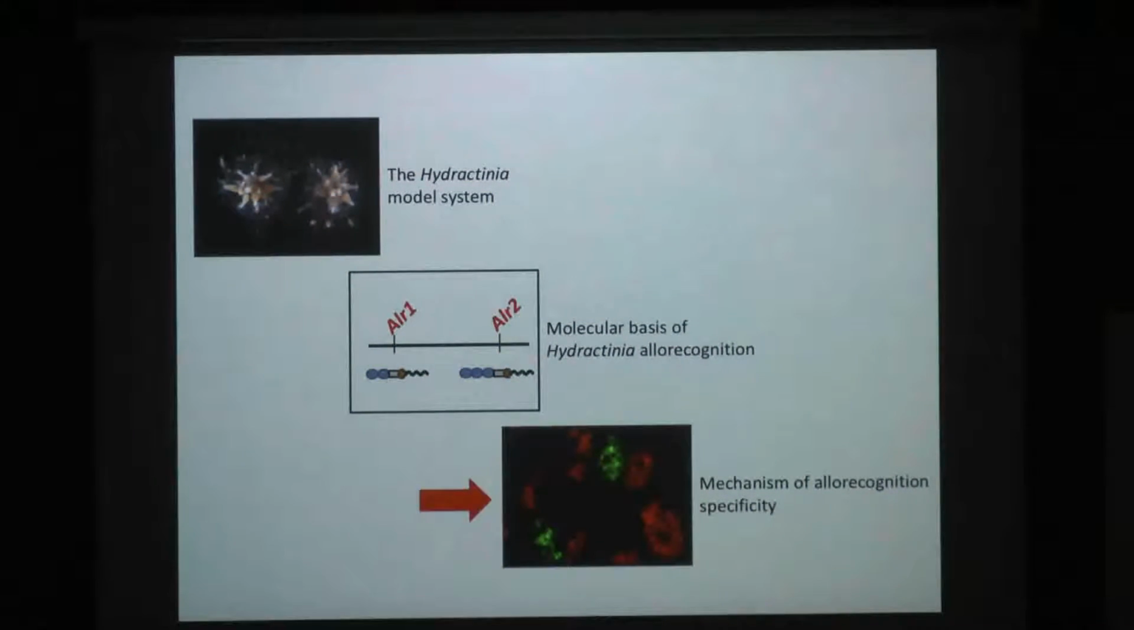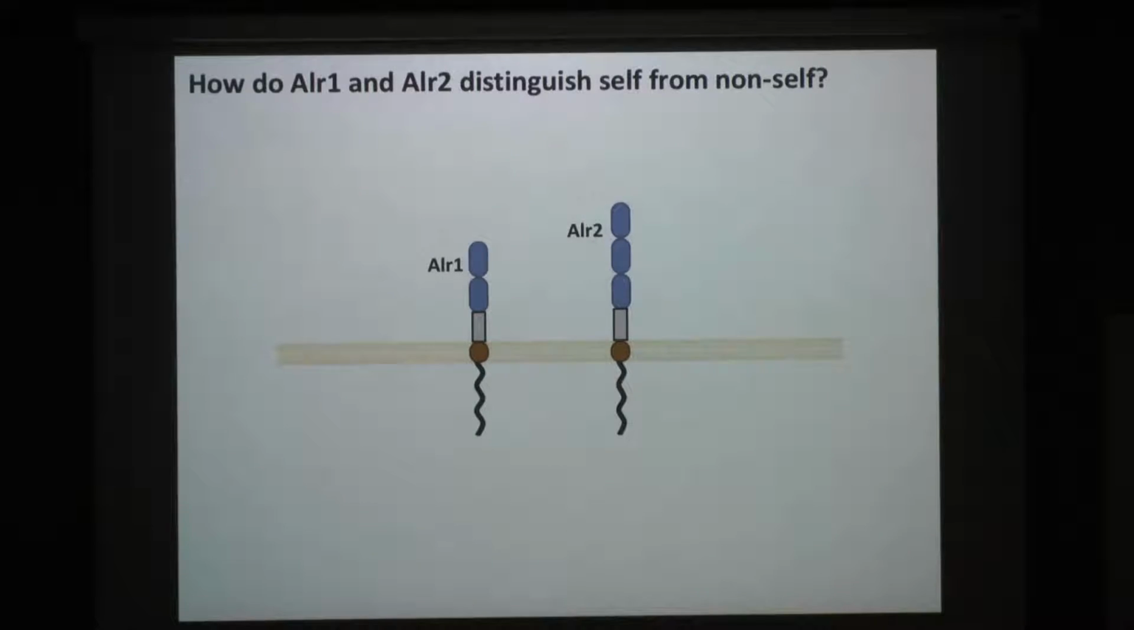So that's what we've known, and now I'm going to transition into talking about work we're doing to try to figure out how do these proteins actually do this, right? So we have rules, we can predict the outcome based on sequences, but how do these proteins actually make that distinction between self and non-self.